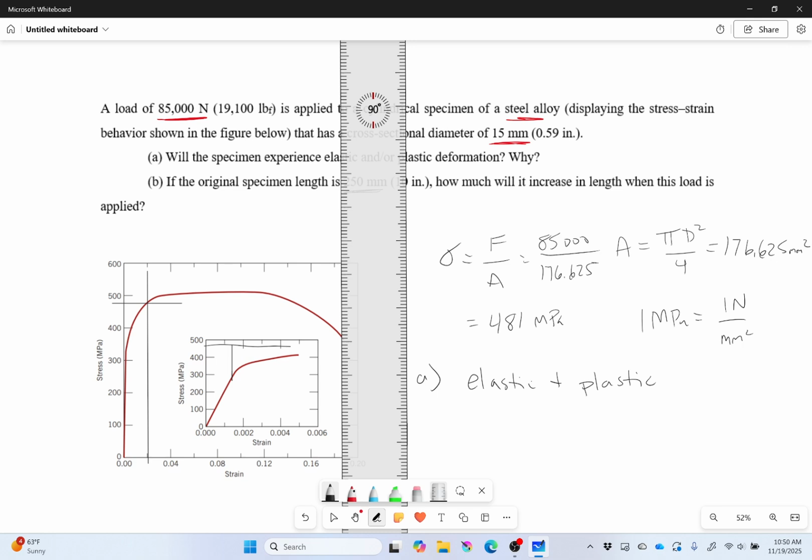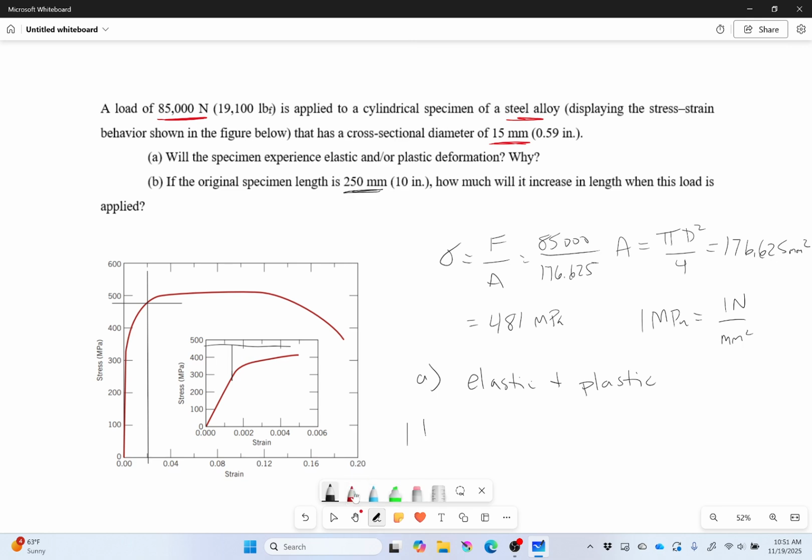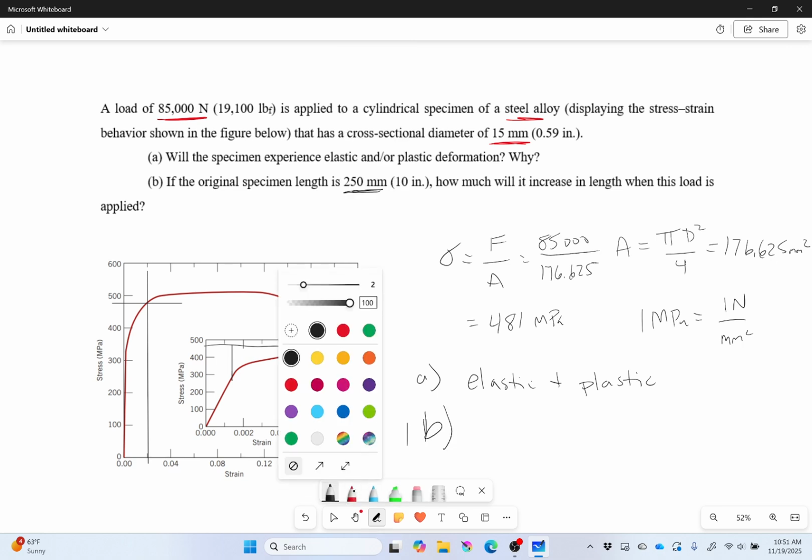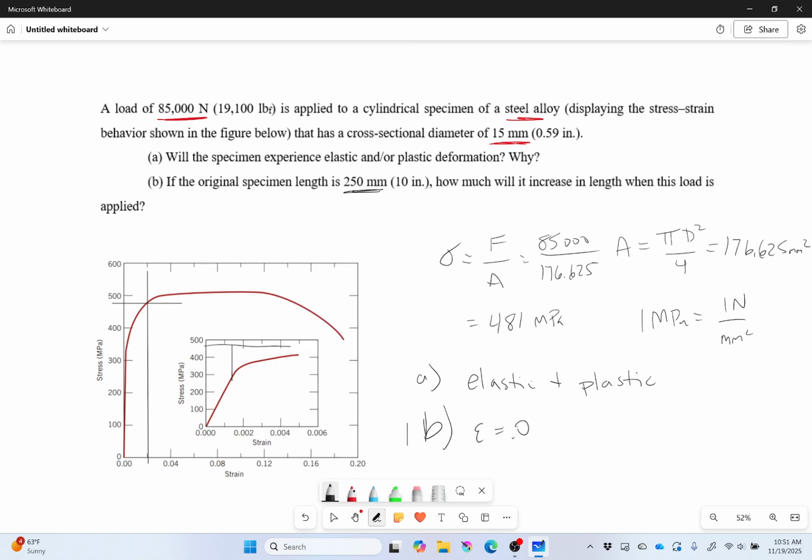So for B, my strain is equal to 0.02. I'm reading that just from the graph. I cannot use my Hooke's law at this point because that will not work. Let's see here. Yeah, looks good so far.